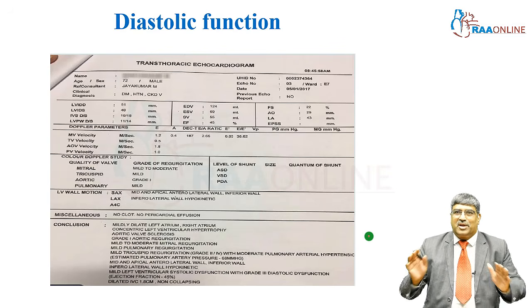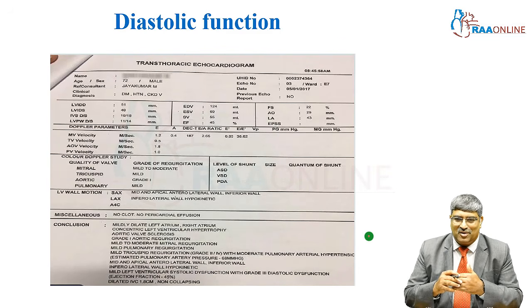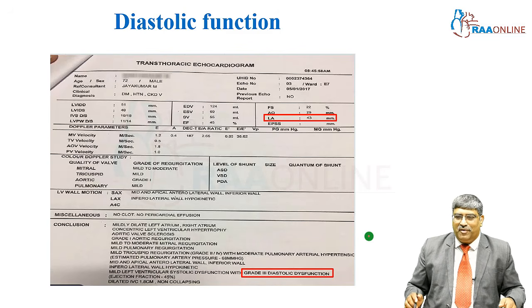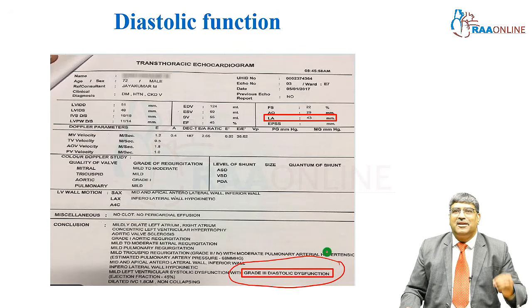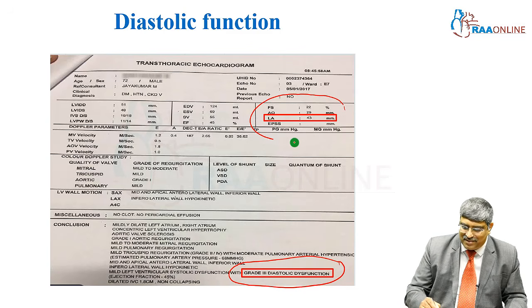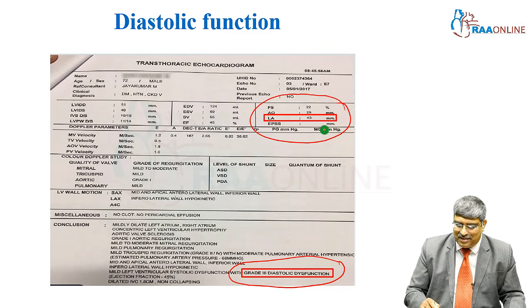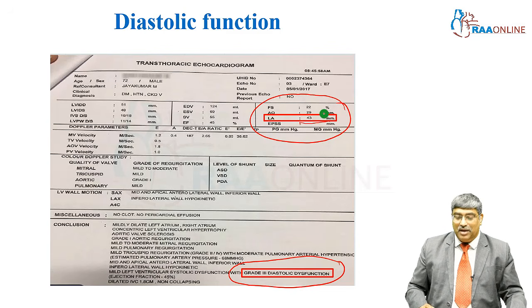So far we were looking at the systolic component. Now coming to the diastolic function. When you have a grade 3 diastolic dysfunction, the first thing we should look at is the LA diameter. Here the LA is enlarged and it is about 43 millimeters.